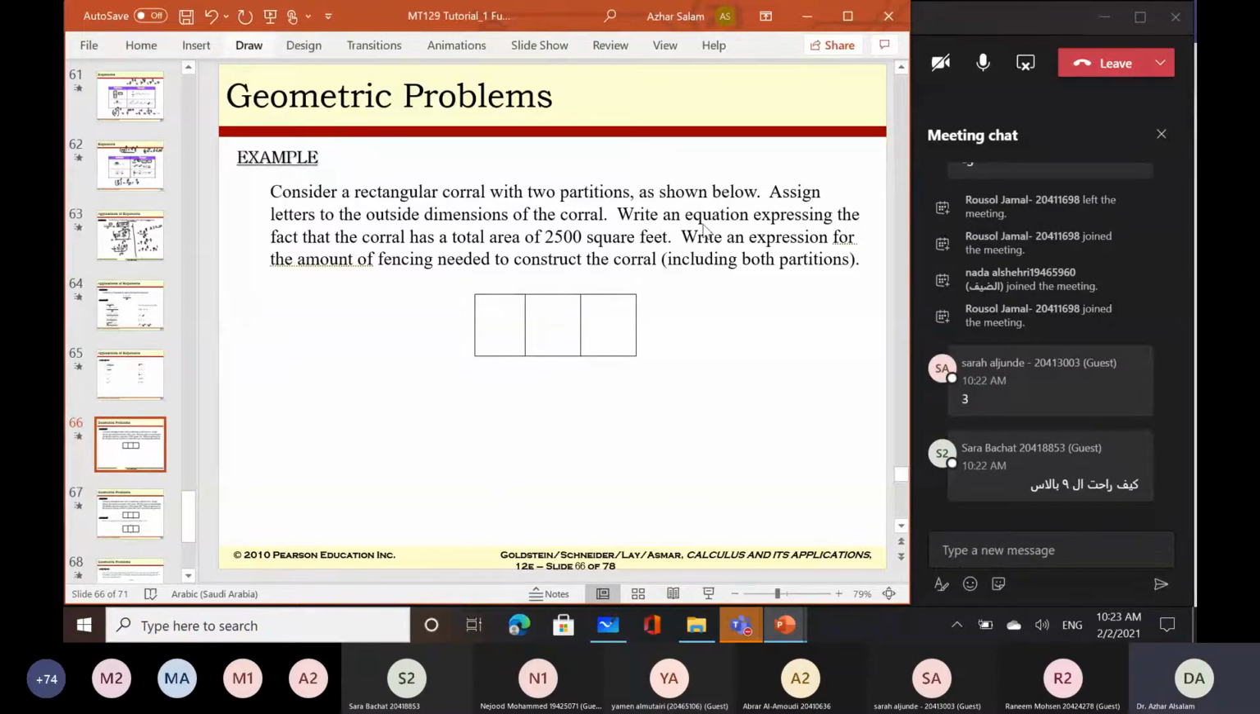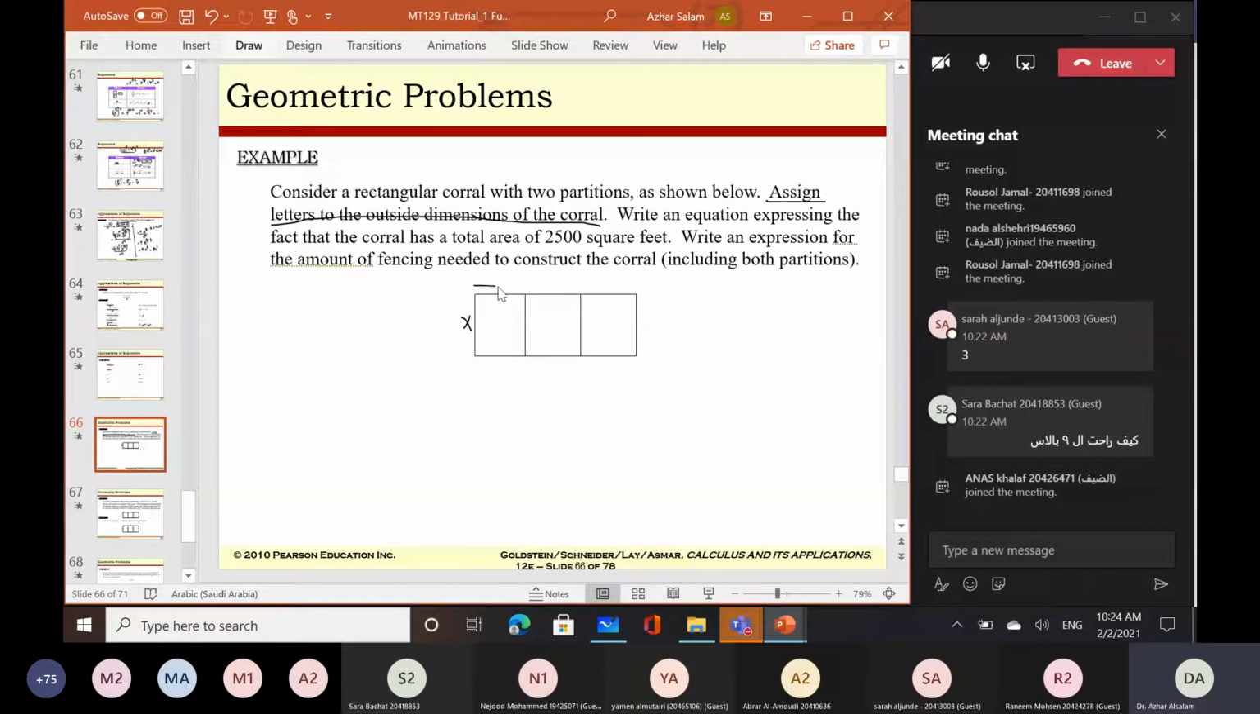Write an equation. This is the first question. Assign letters to the outside dimensions of the coral. So I will write, for example, here, this dimension will be x, which is the length or width, as you like, and the second dimension, from here to here, I will call it y. This dimension will be x and this dimension will be y. This is the first question.